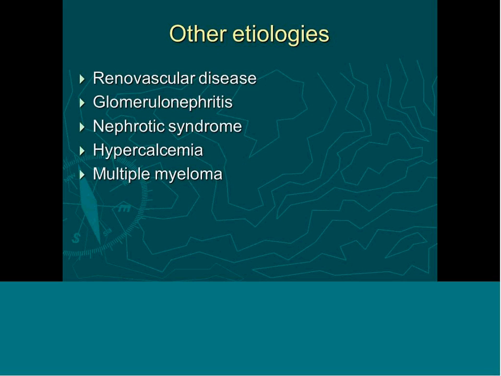Causes of kidney disease that are potentially treatable include obstructive renal disease, glomerulonephritis, nephrotic syndrome, hypercalcemia, and multiple myeloma. All of these that I have mentioned can, of course, improve the function when treated. The two main causes of chronic kidney disease are diabetes and hypertension.